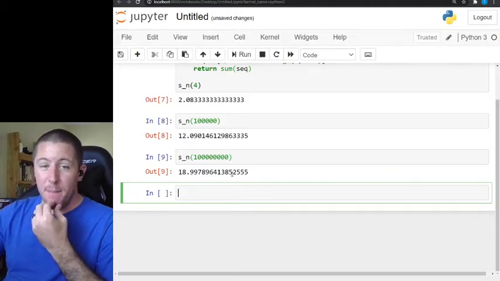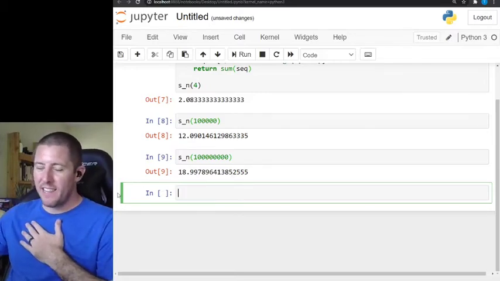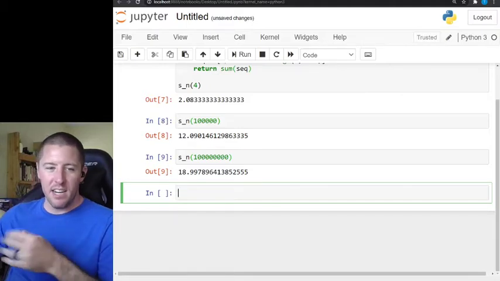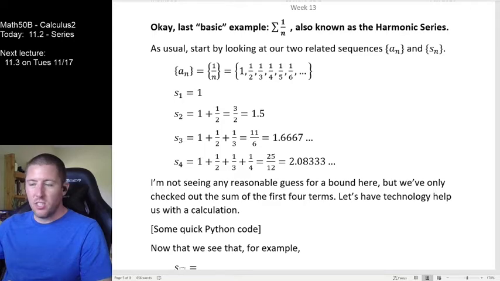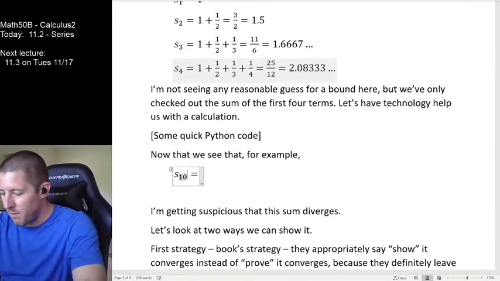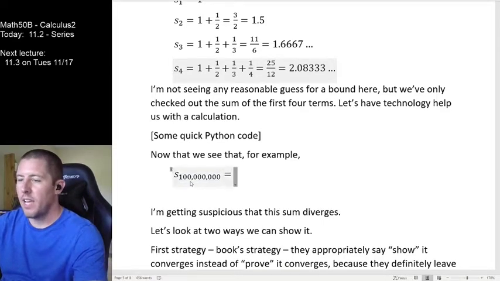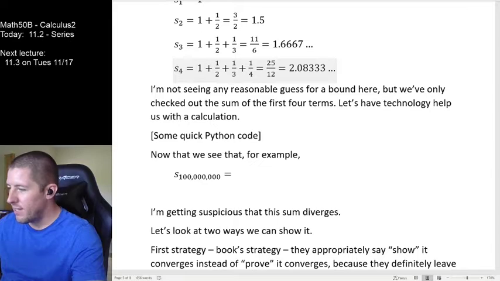I feel like this number just keeps on getting actually meaningfully bigger, right? It doesn't seem like it's converging to anything to me here, but it's really hard for me to make this judgment call. So let's at least go record what we've seen so far here. What I just saw in my Python code was that we looked at the sum of the first 100 million terms, and we got, what did I just get right there? 18.99789.